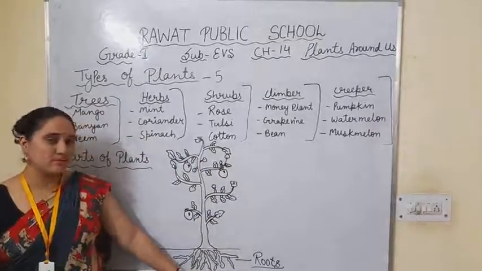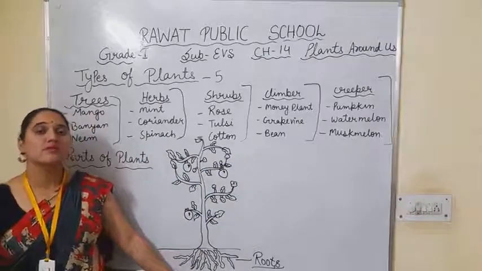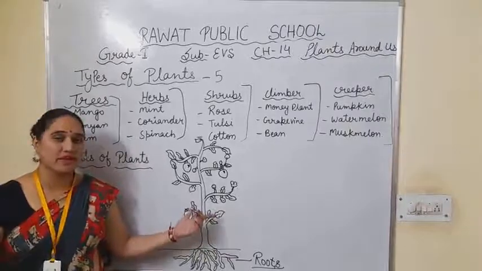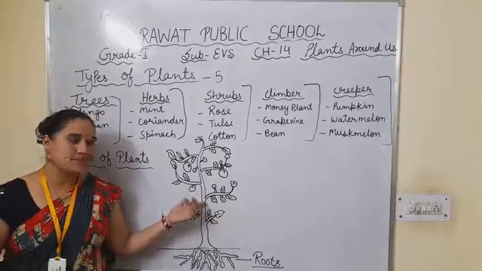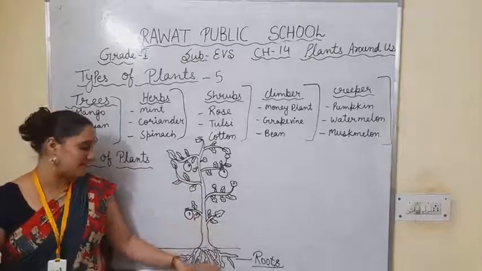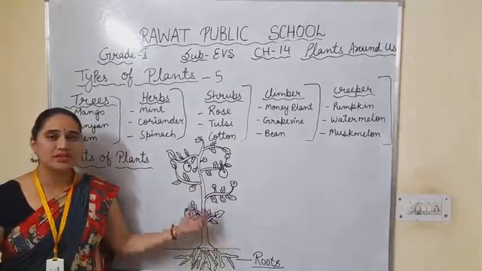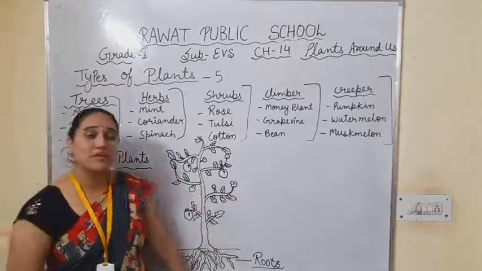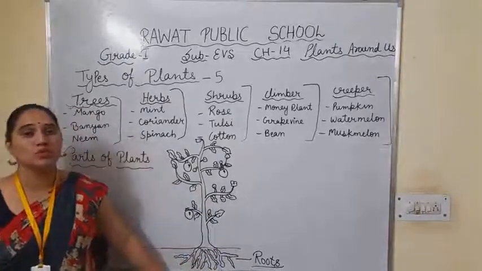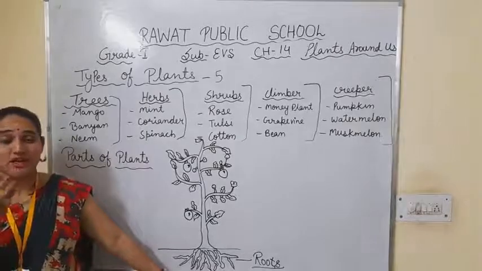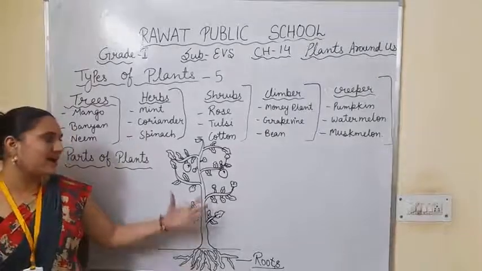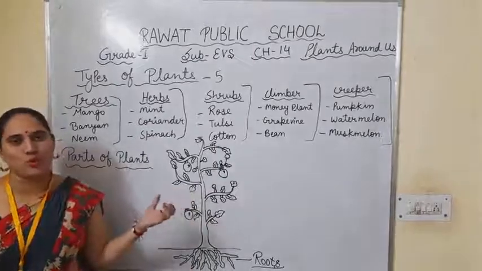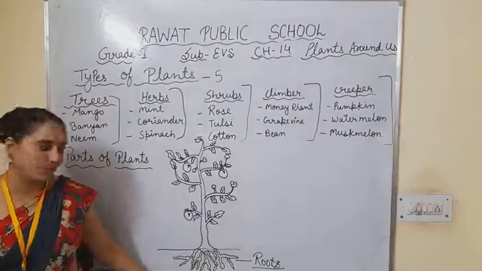So roots are very important. They give nutrients from the soil to the plant to make food, and by this it helps the plant to stand straight. The roots are very important. If the roots are weaker, or you can say not having much power, then we can't say the plant will grow very well. So roots are very important.